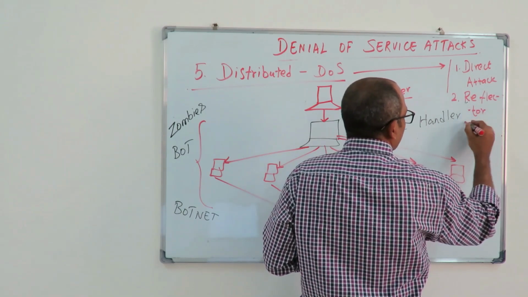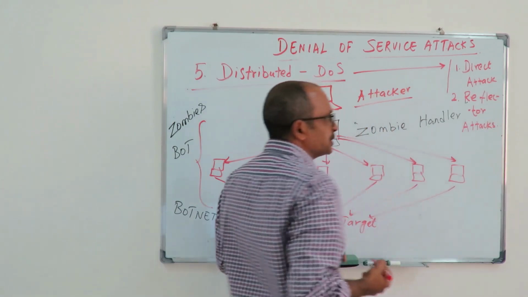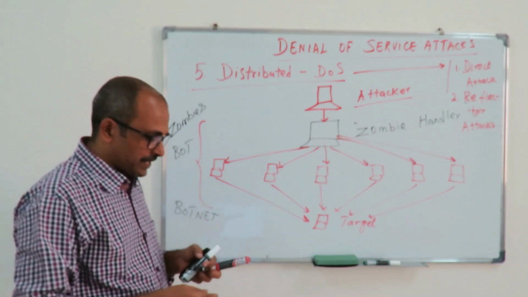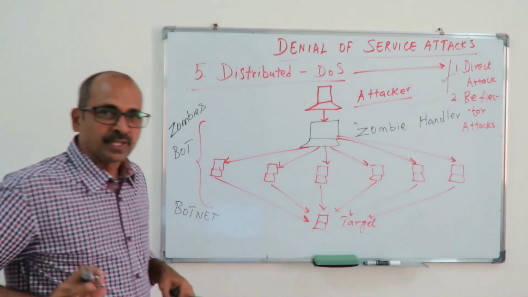Okay, it is a reflector attack. So these are the two different types of distributed denial of service attacks. In these two, the direct attack is already completed. This is the direct attack.